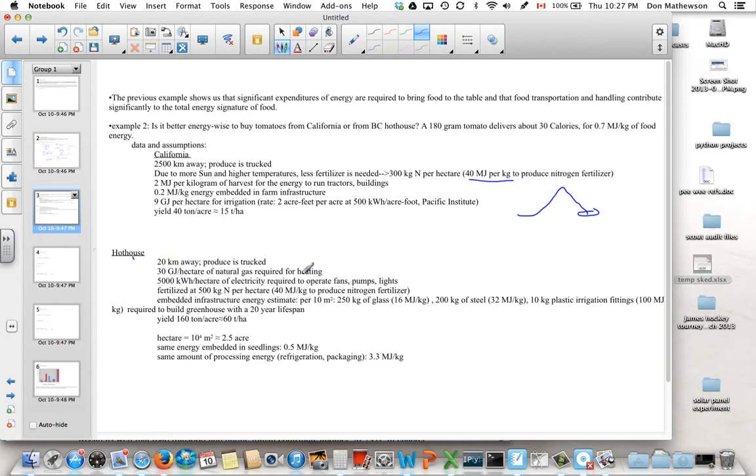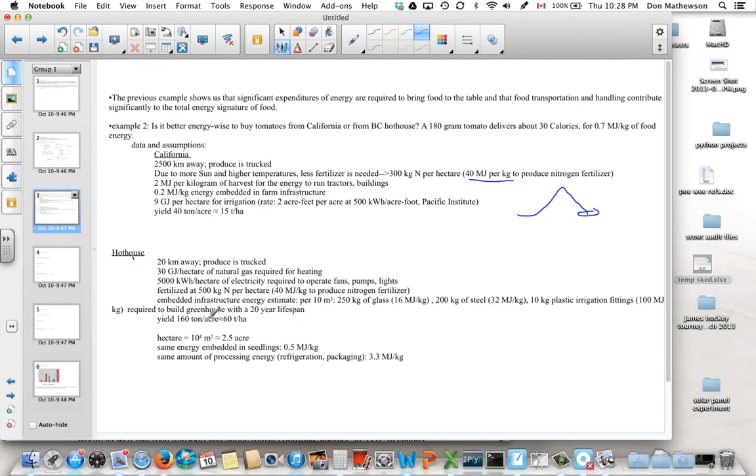And then there's lots of electricity because they have lights and pumps and fans to circulate the water. Probably a little bit more fertilizer because we're further north, so there's less sun, less heat. To get a reasonable yield, you've got to fertilize the soil. Of course, with the greenhouse, you expect there's a lot of energy locked up in the glass and steel, and that turns out to be the case.